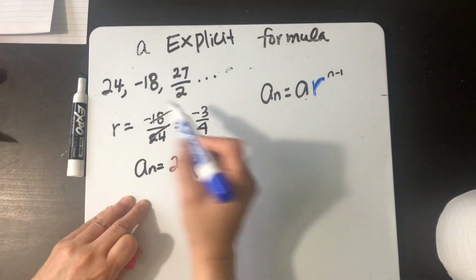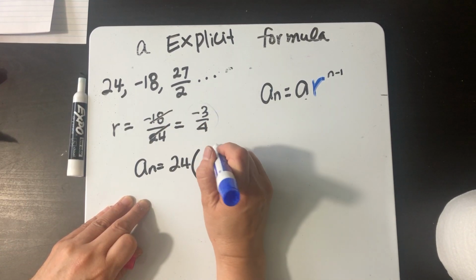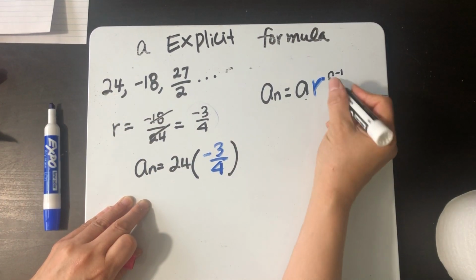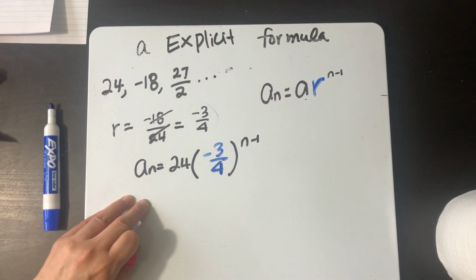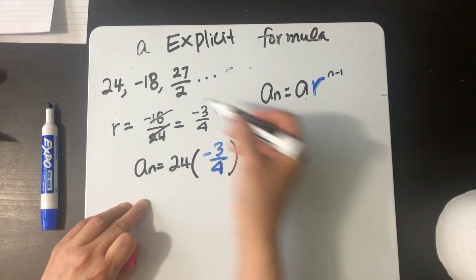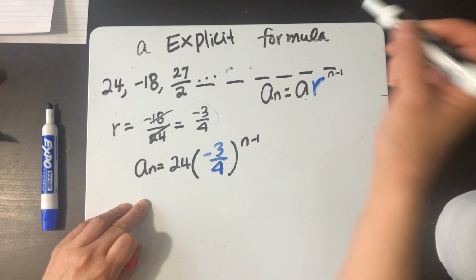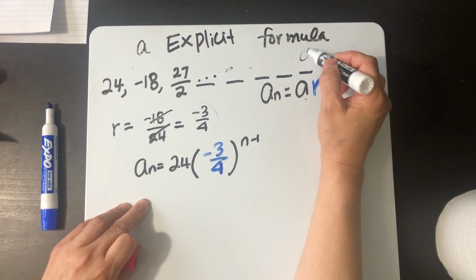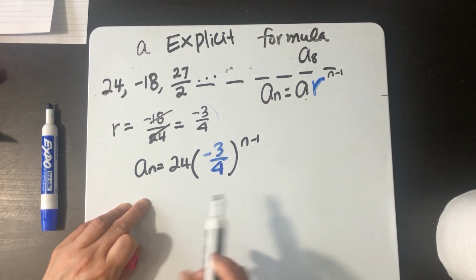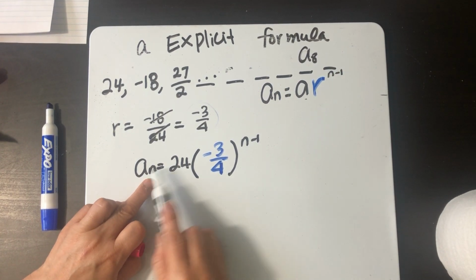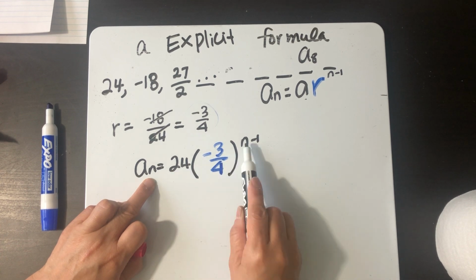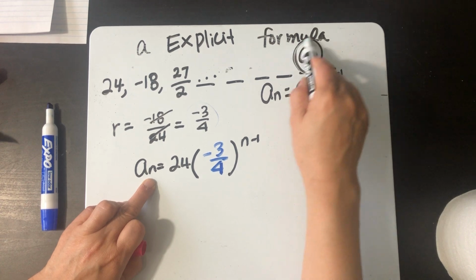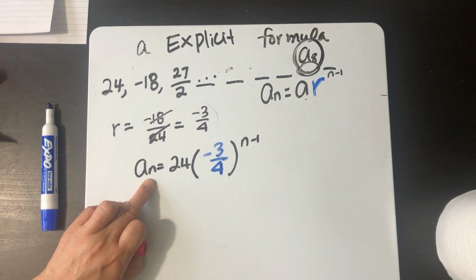So then an will equal 24 in terms of the first one. And what is r? r is negative 3 over 4, and then n minus 1. With this, we can find any term. Let's say you want to find the 8th term. Then you put 8 in place of n, and then you could solve for the value of the 8th term.